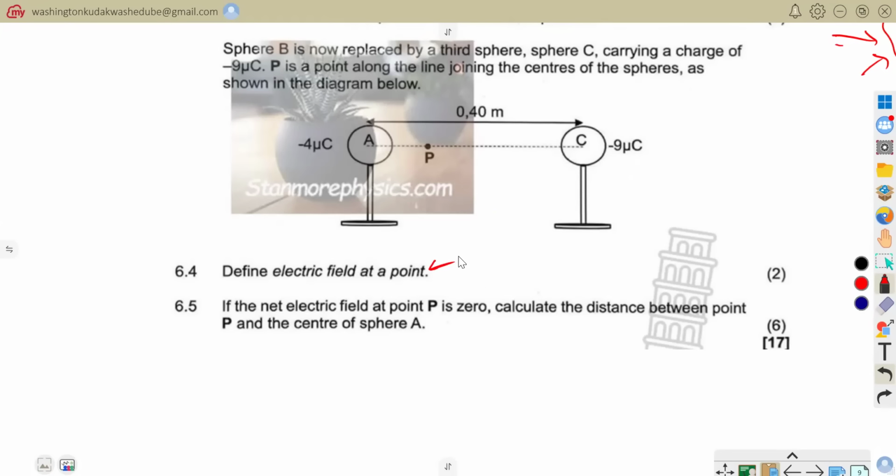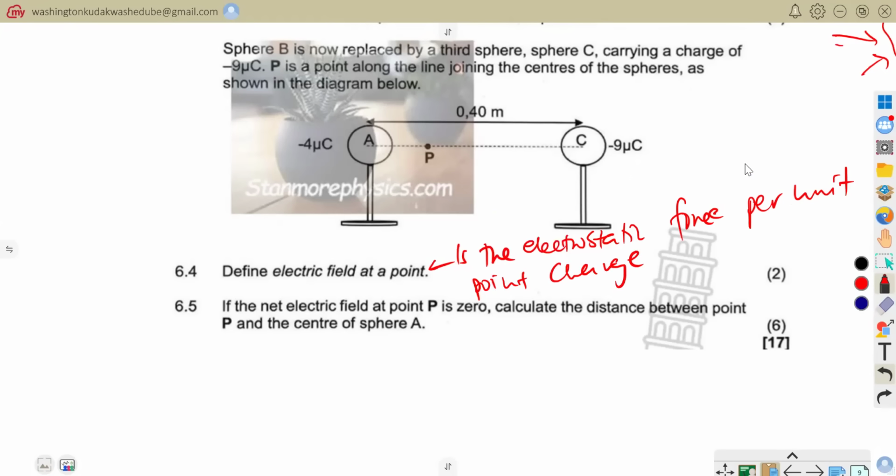So you would say that is the electrostatic force per unit point charge, or else acting per unit point charge, which is given by E is equal to F per unit point charge, like that. Now, if the net electric field at point P is 0, calculate the distance between point P and the center of sphere A.